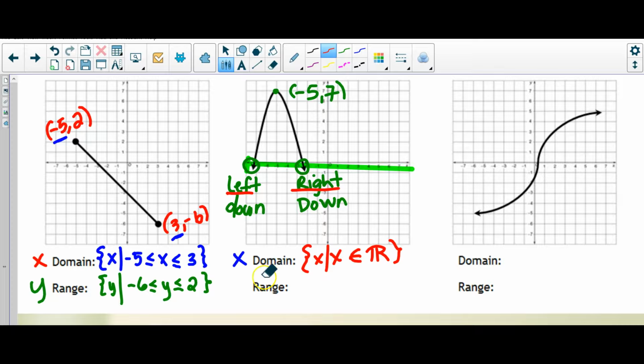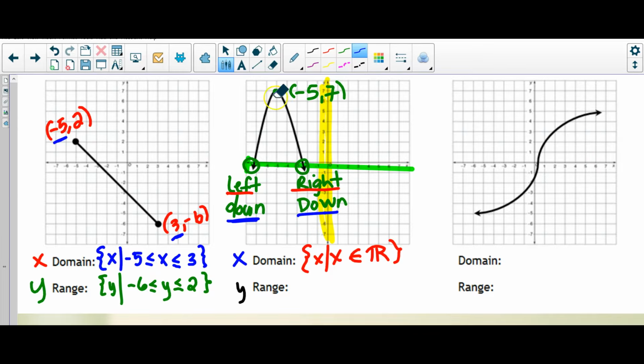Now let's talk about range. Range has to do with our y values, and our y values have to do with our y-axis. So when we think about the direction of y, you can think about that direction in terms of up and down. I can see that I'm going all the way down, but I'm not going all the way up.